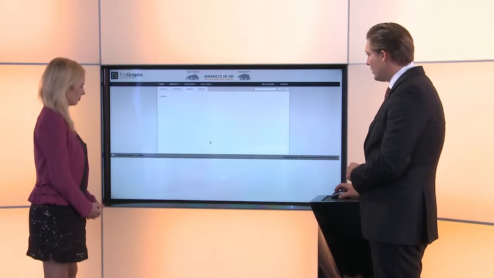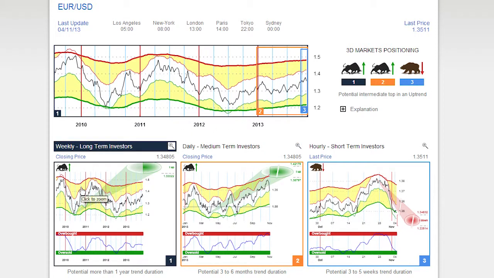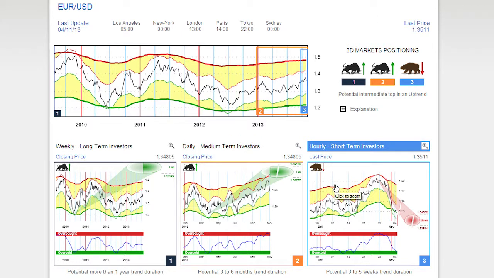If you look here, we have an investor's view. An investor's view is a weekly, a daily, and an hourly, and you can see the combination here. The weekly is the long-term chart, the daily is the medium-term chart, and the hourly is the short-term chart. And you can see here it only corresponds to a small portion of the weekly chart.